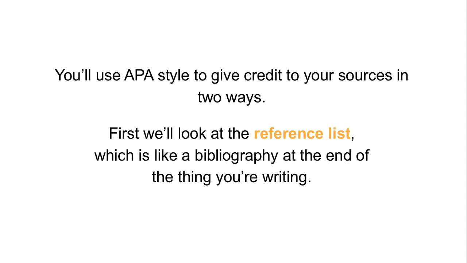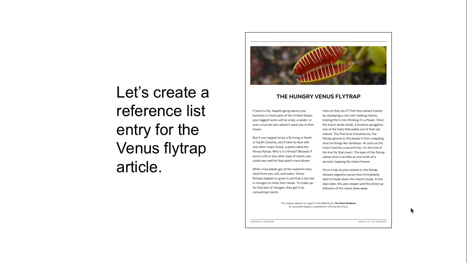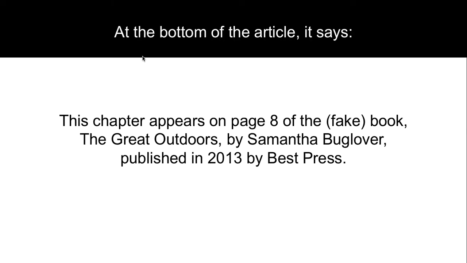Now, first, we'll have a look at the reference list, which is like a bibliography at the end of the thing you're writing. So let's create a reference list entry for the Venus flytrap article that we've been working with. At the bottom of the article, it says, this chapter appears on page 8 of the fake book, The Great Outdoors by Samantha Buglover, published in 2013 by Best Press.